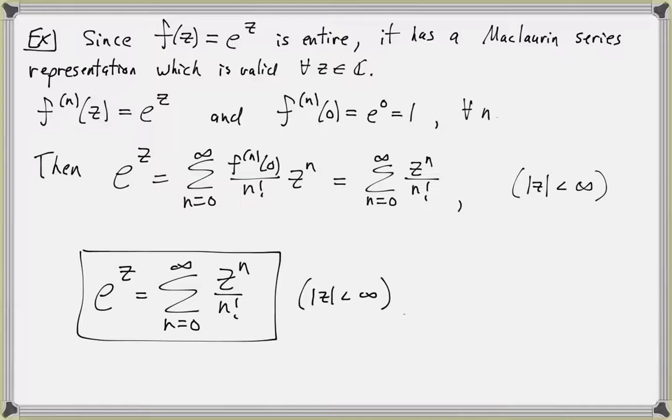This power series can be used to generate the power series for sine of z and cosine of z. Next, let's consider the function f of z equals 1 over 1 minus z. We've actually already found a power series representation for this, and this function is analytic everywhere except for at z equals 1. So we can find a Maclaurin series for this function, the Taylor series centered at 0 with radius 1.